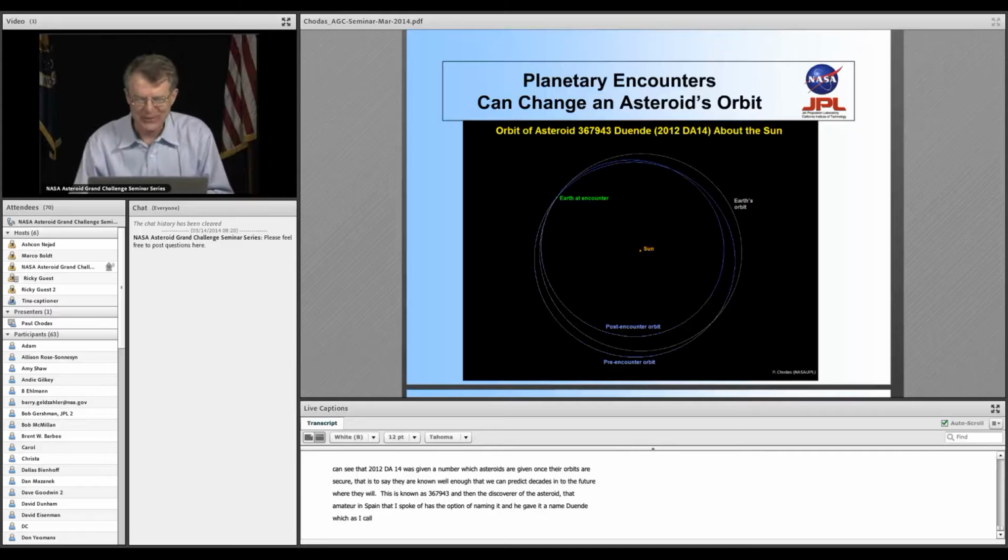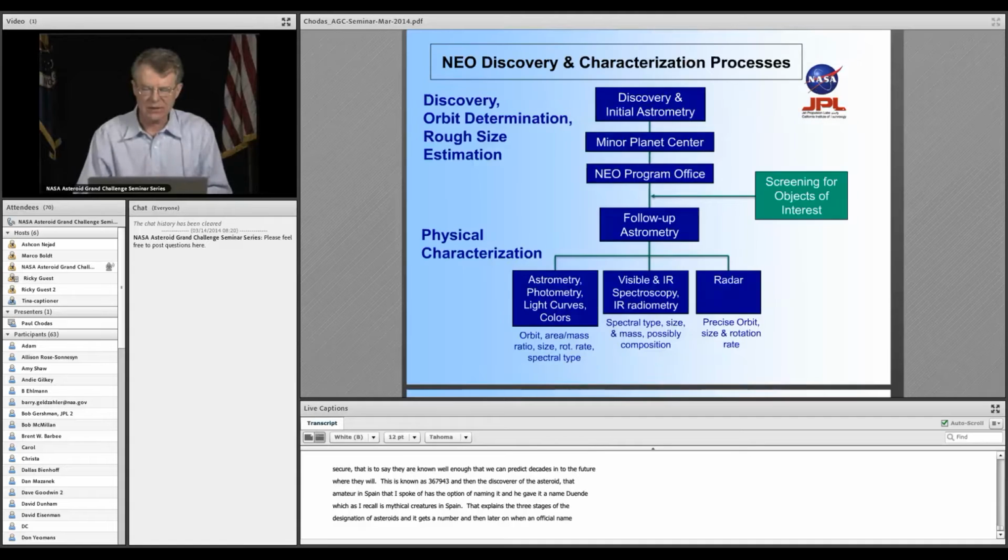I'm not sure exactly what that means. You can look up the precise meaning of the name. So that indicates, just to explain, the three stages of a designation of an asteroid. It starts out on its very first day with a year and the 2012 DA14, and then once the orbit is well known, it gets a number, and then later on, when an official name is found, then it gets a name. So this one has all three.